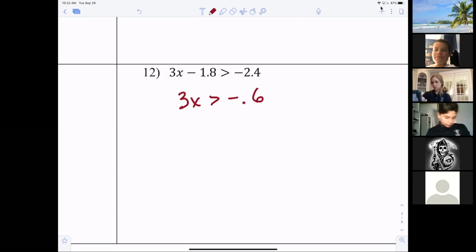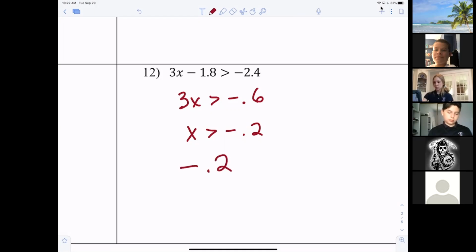Then after that, we are just what? Dividing by 3. So x is greater than negative 0.2. Yes, x is greater than negative 0.2. Okay, so Jack, where am I starting at? 0.2. Positive or negative? Negative. Negative 0.2. Don't forget the negative.